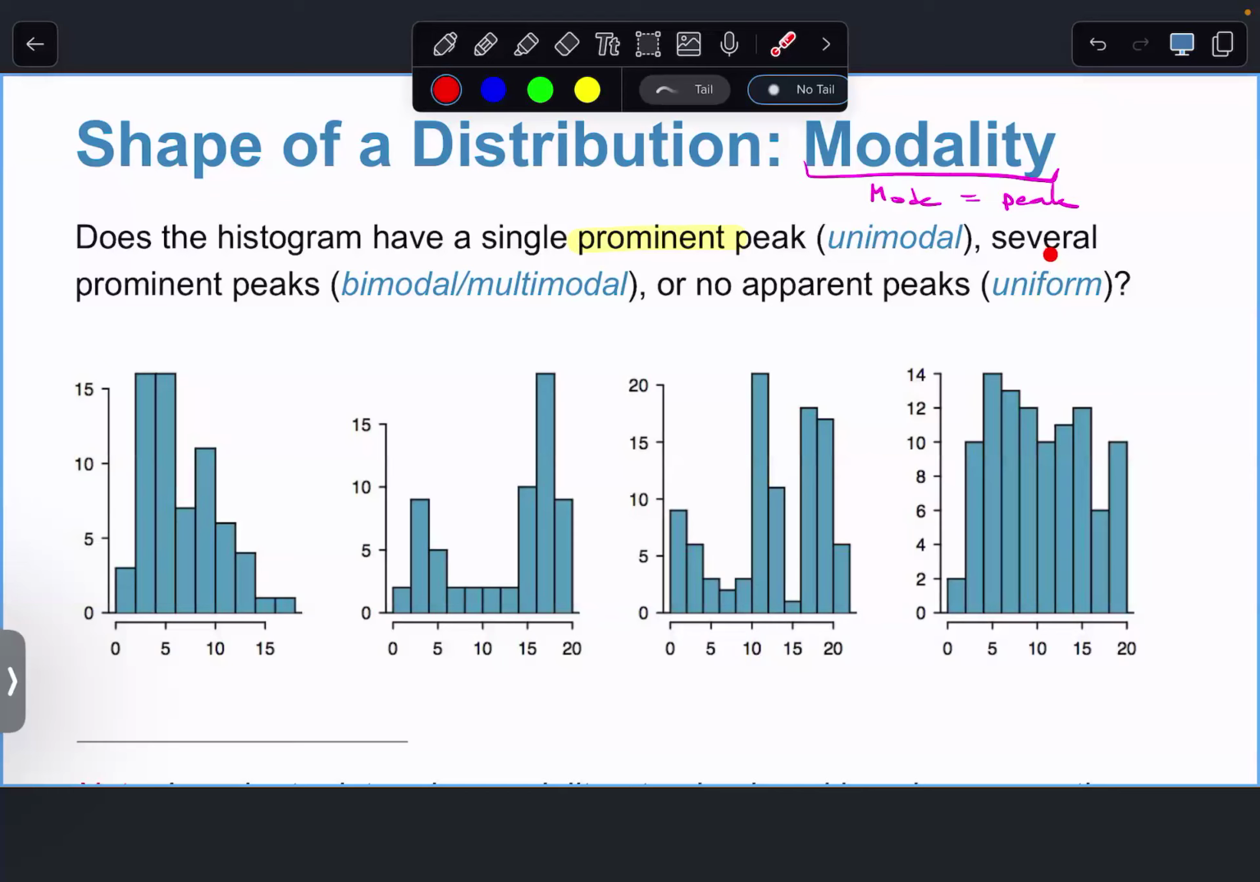If you have several prominent peaks, if you have 2 peaks, then bimodal is the specific case of 2 modes. Anything after 2, we just call it multimodal.